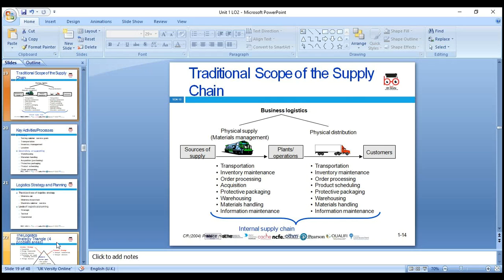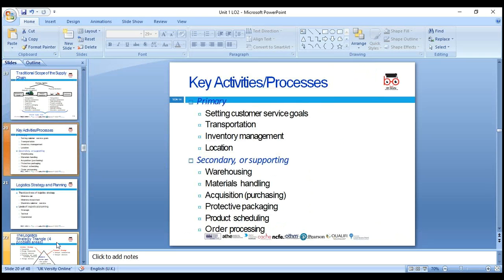So the traditional scope of supply chain management: business logistics, physical supply, material management, and physical distribution. Source of supply, where you get it, plant, operation, and customer. Transportation, inventory, order processing, all this we discussed before. So we need to manage good coordination between them.